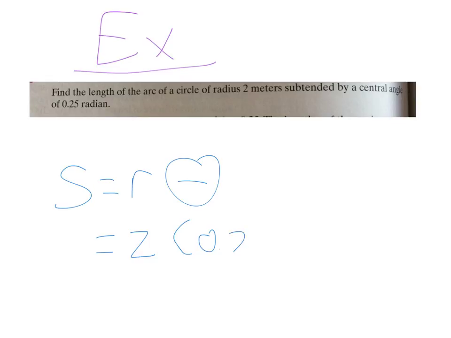So, let's do a couple of examples pertaining to arc length. Find the length of the arc of the circle with a radius of 2 meters, subtended by a central angle of 0.25 radians. Remember, S is equal to R times theta. So it's the radius, 2 meters, times the angle of 0.25 radians. So the arc length would be 2 times 0.25, which is 0.5 meters.